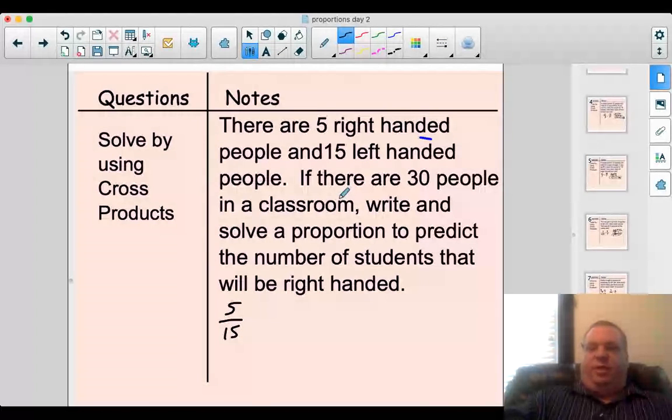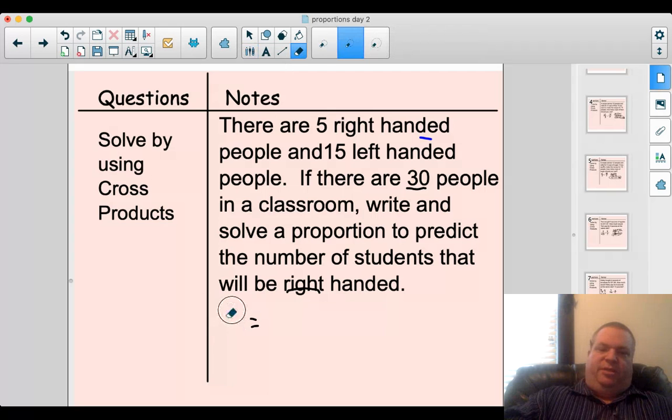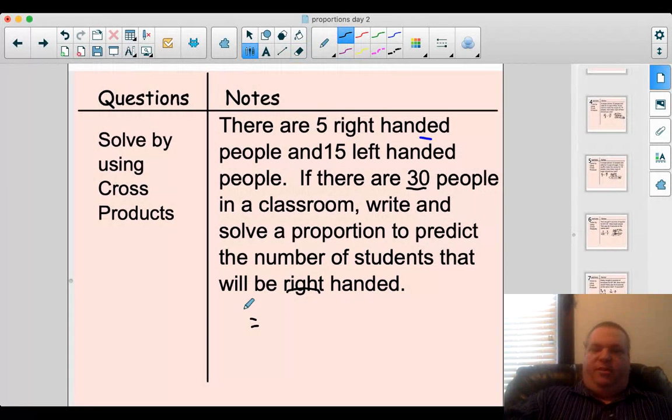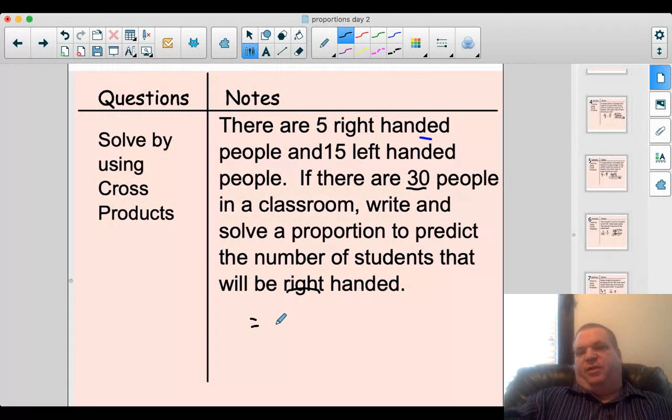But when I look at the information we're given, we're told how many people there are total, and we're looking for the number of right-handed people. So the ratio I'm trying to solve here is right-handed people to total people. I don't want right-handed people to left-handed people, so I want to change it. Sometimes it's useful to write the second ratio first, the one that involves the thing we're trying to find. So the number of right-handed people, let's say that's R, to the number of total people, which is 30.